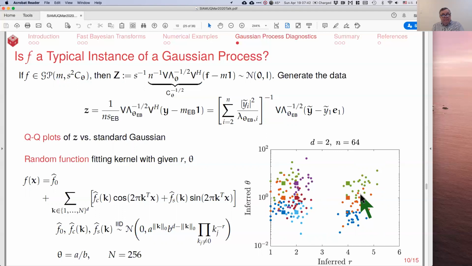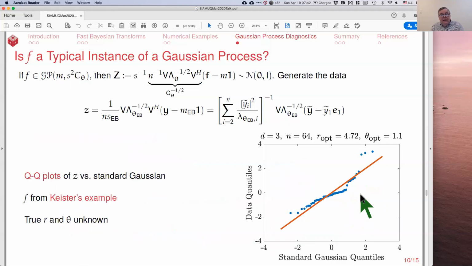That was a cooked up function where we knew what R and theta should be. Here's an example, the Keister example. We don't know R, we don't know theta. All we can do is try to infer it. And again, 64 points, dimension equals 3. And I would say, doesn't look like it quite falls on the line.